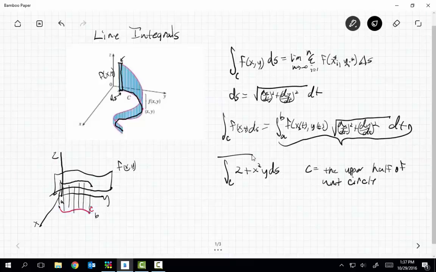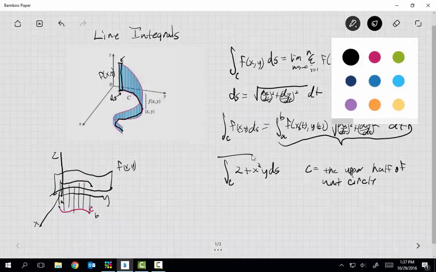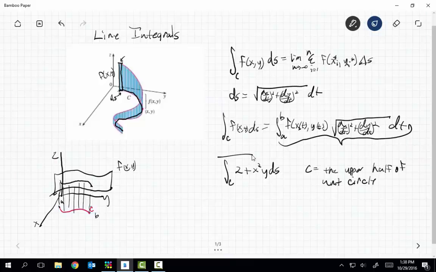Now we got to be careful here, because we've got to be careful in the way in which we define our curves. The line integrals depend on how we trace this curve out. So if I start the curve here at A and I finish it at B, this would be C. However, if I go the other direction, like that, then this would be negative C.